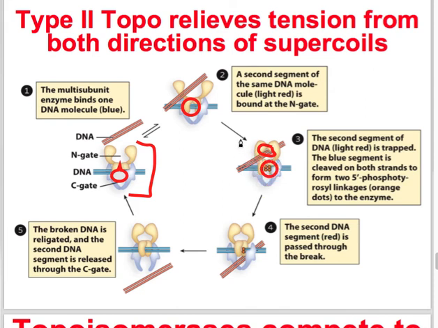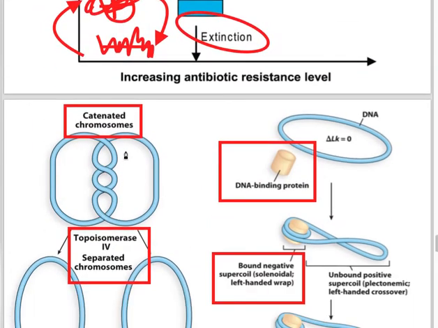The orange section can now pass through this break here. It's going to pass right through, and now it's over. So that illustrates what happened in this case. These had to be broken to get relieved.